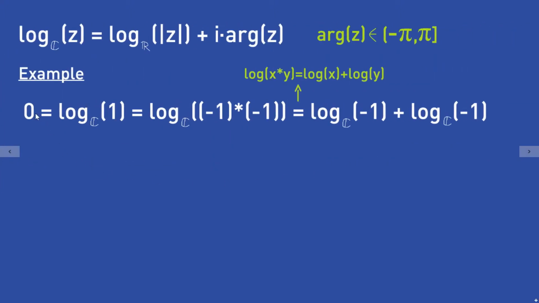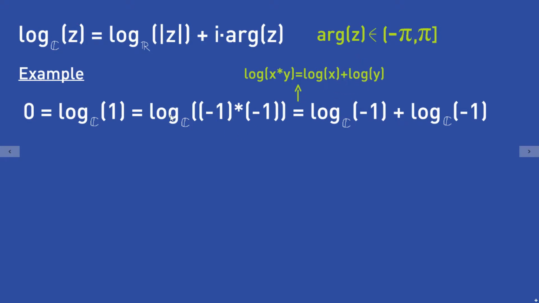So we can write 0 as the complex logarithm of 1. This is the same as for the real logarithm. Now we write 1 as minus 1 times minus 1 and get this here. So the complex logarithm of 1 is equal to the complex logarithm of minus 1 times minus 1. At this point, we use our rule to change a multiplication into a summation.